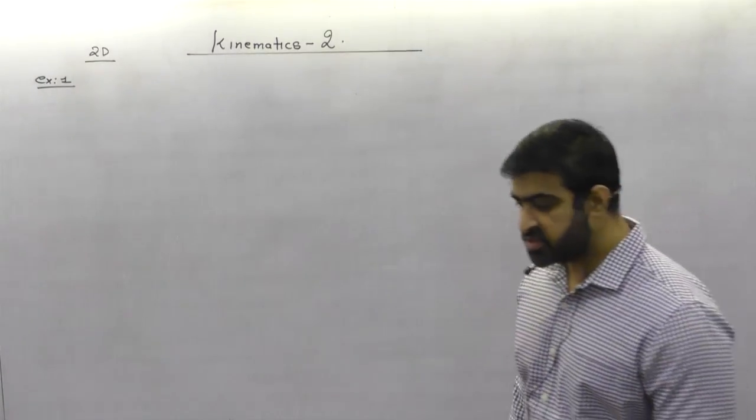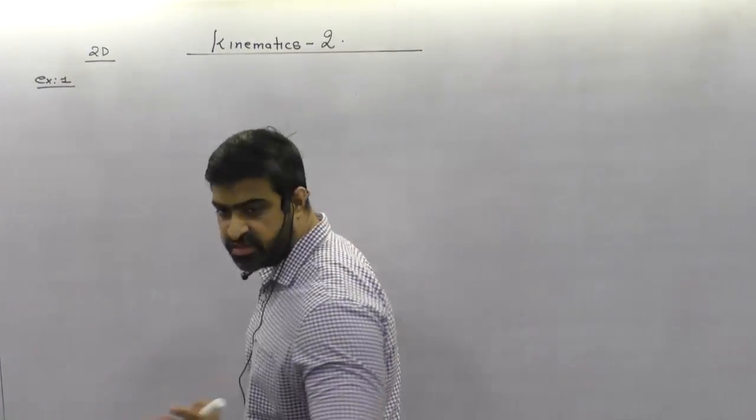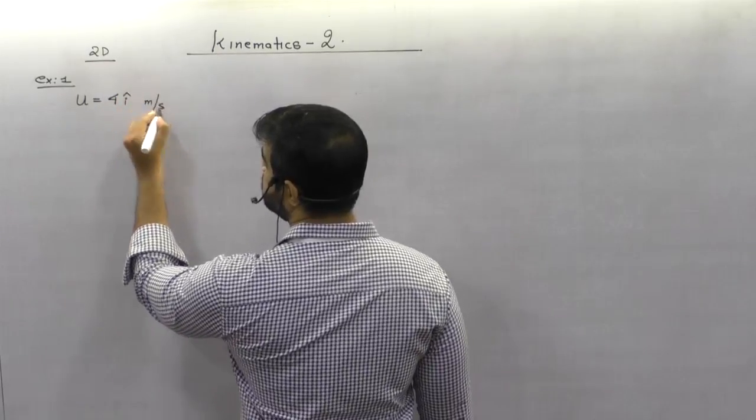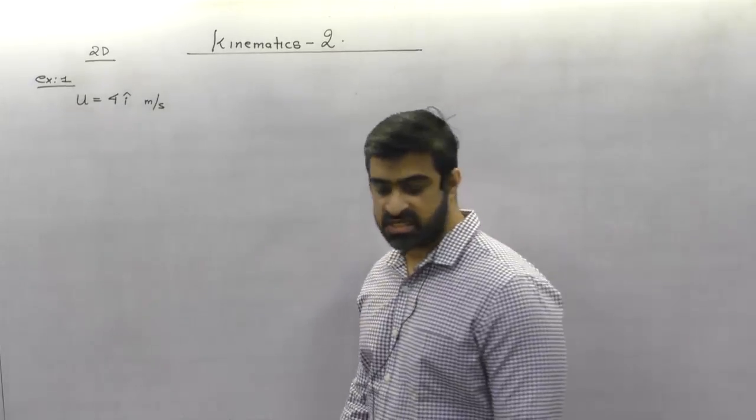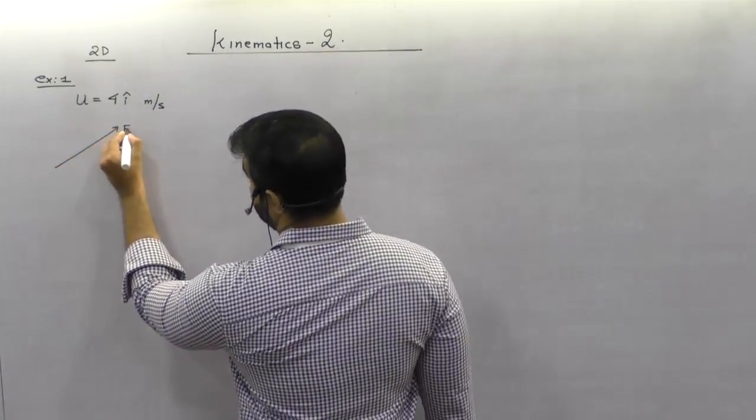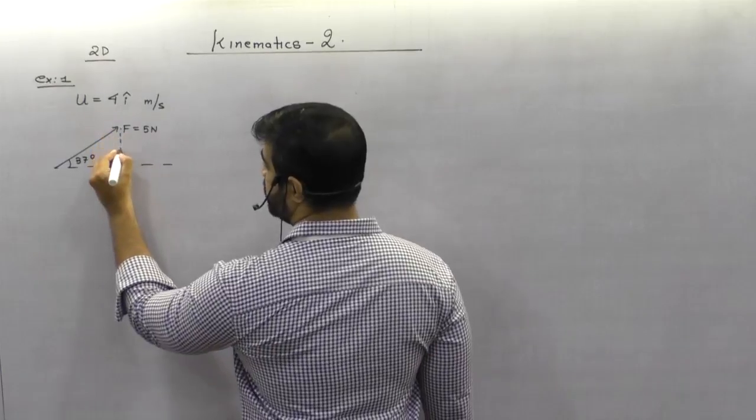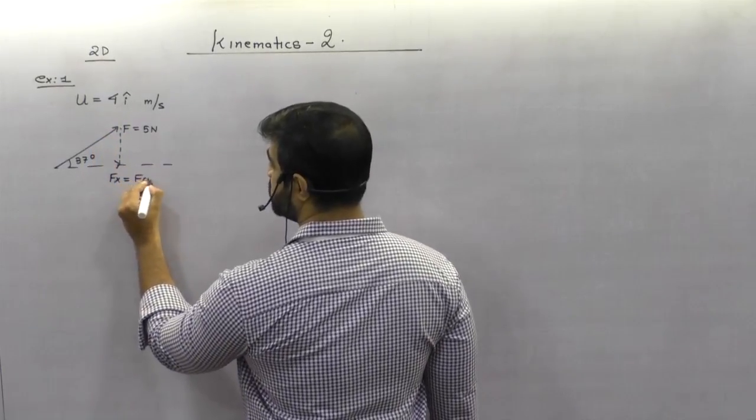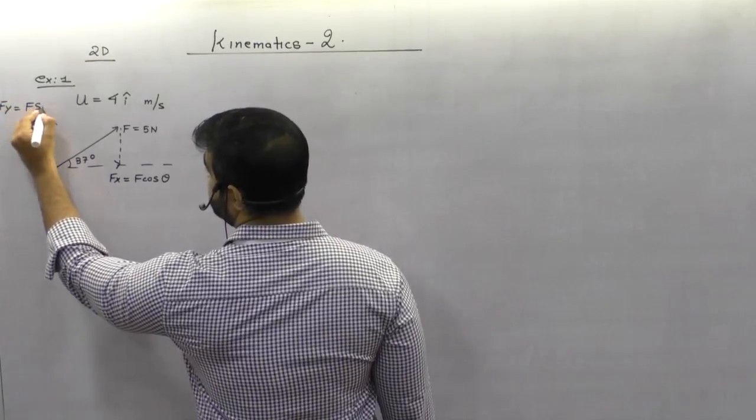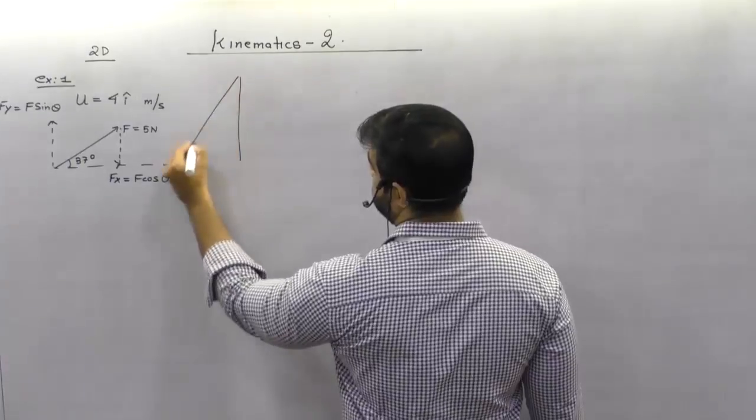Pay attention, this is again a very important sum. Look, if you read the question, I can see that the initial velocity is 4 along x direction. Can I write 4 i cap meters per second, where i cap is the unit vector along the x axis? Right now a force of 5 Newton is acting at 37 degrees with respect to the horizontal. If I make components of this, this will be Fx, which is F cos theta, and this component will be Fy, which is F sin theta. You know it, right? Now if you remember the triangle which I gave you, 37 degree.